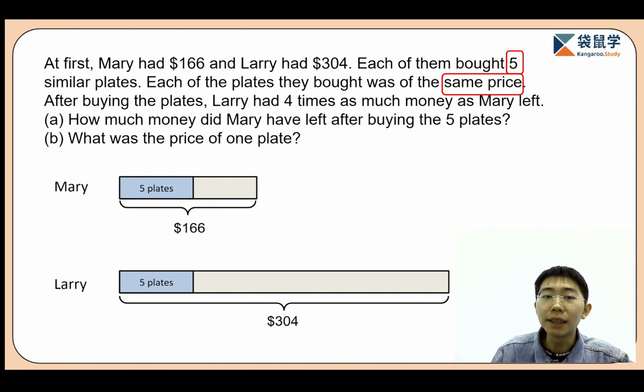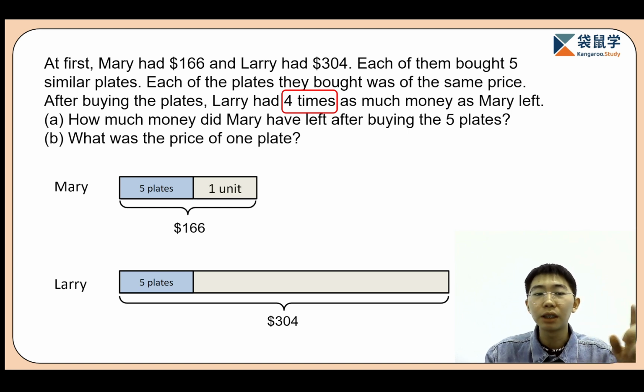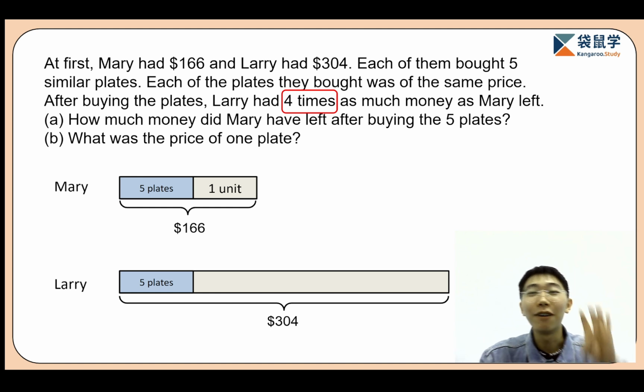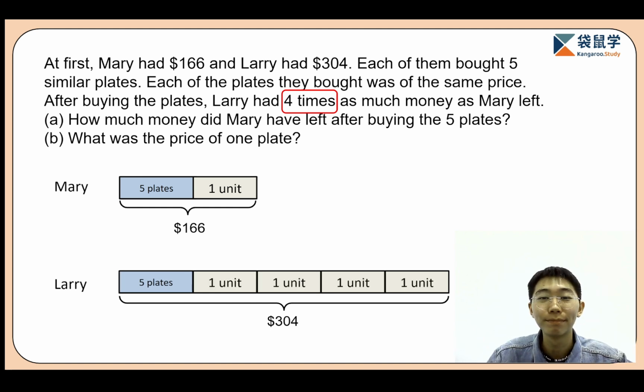After buying the plates, Larry had 4 times as much money as Mary left. Let's say if Mary had 1 unit left, how many units will Larry have? Larry will have 4 units. Well done! We have combined all the information into our model. Now let's take a look at question A.